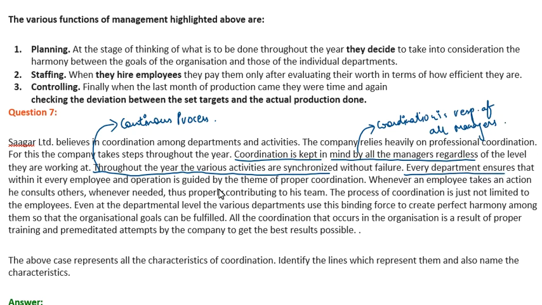Okay, next is every department ensures that within it every employee and operation is guided by the theme of proper coordination. That means it is all pervasive. Okay, next is whenever an employee takes an action, he consults others. That means it's a group activity.